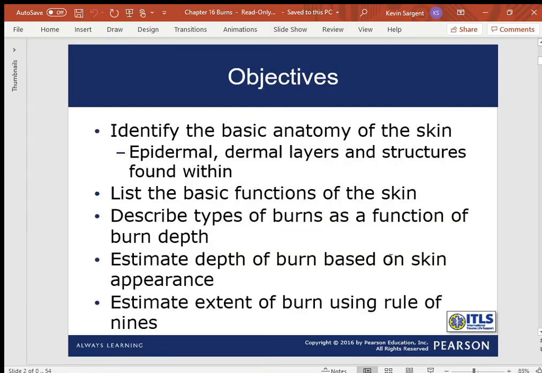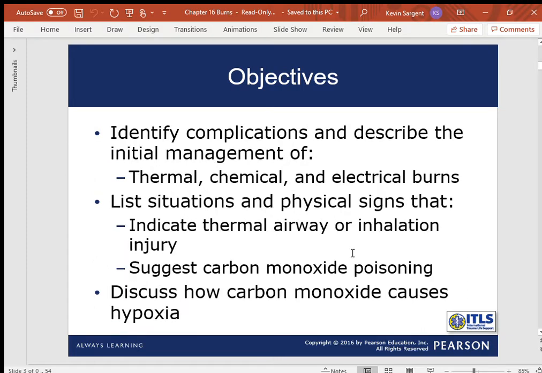These are objectives, so we're going to talk about the skin, which we did last class through talking about the integumentary system. Talk about basic functions of the skin. We know the basic function of the skin is protection, thermoregulation, so forth and so on. We're going to talk about different types of burns, and how to estimate the burn based on skin appearance, and also estimate the burn using the rule of nines. Also, we'll talk either within this lecture or the next lecture about the Parkland formula, which is used for fluid resuscitation needs within the first 24 hours post-burn.